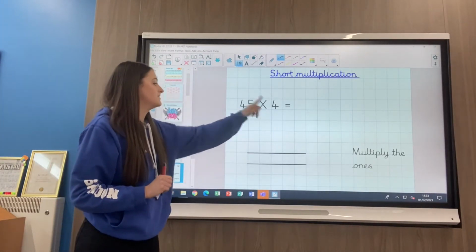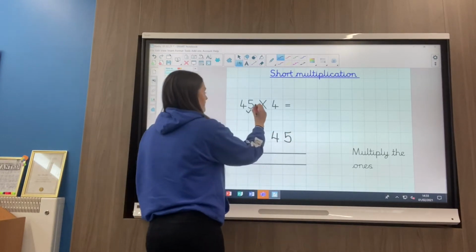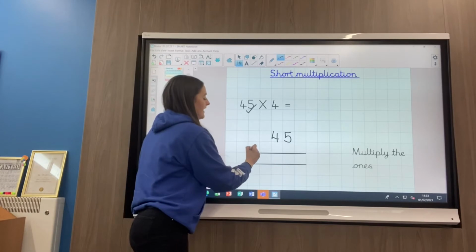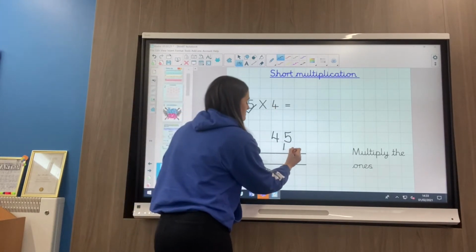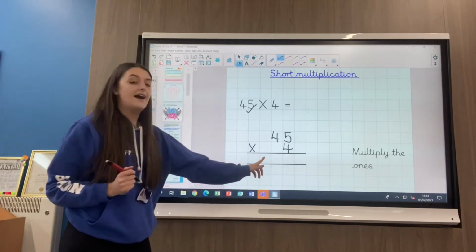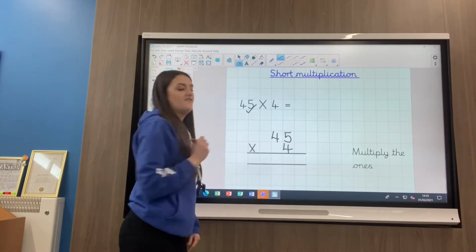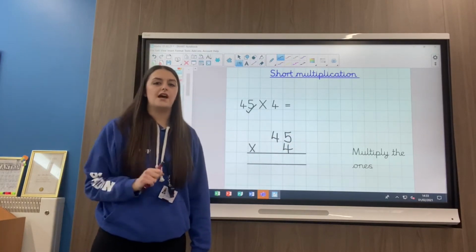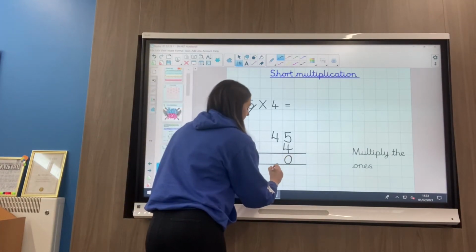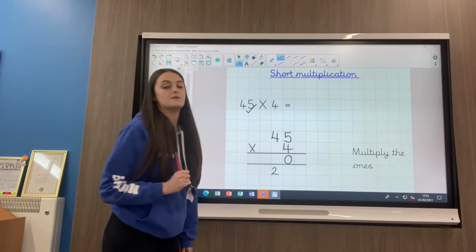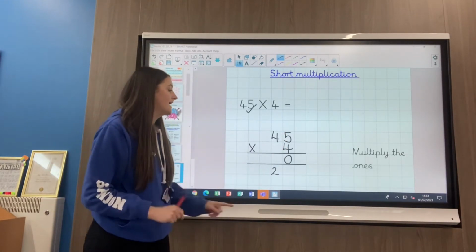45 times 4. I've written my first number in, 45, and I'm multiplying it by 4. Okay, so I'm going to line that up under the ones column, and I've got my lines ready. So I'm going to start with the ones. I'm going to do 4 times 5. Oh, now we did 4 times 5 earlier. We know that's 20. So I'm going to pop my 0 in and carry my 2 tens to the tens column. I've multiplied my ones, so I'm going to multiply my tens.